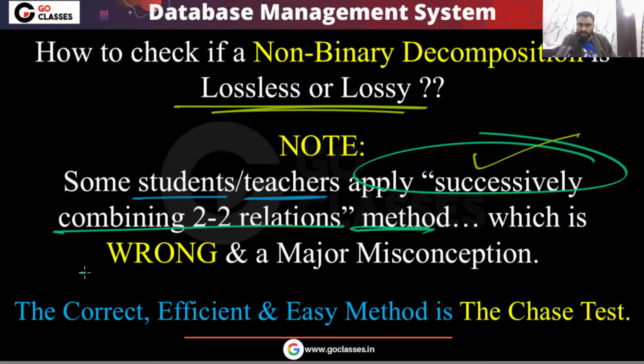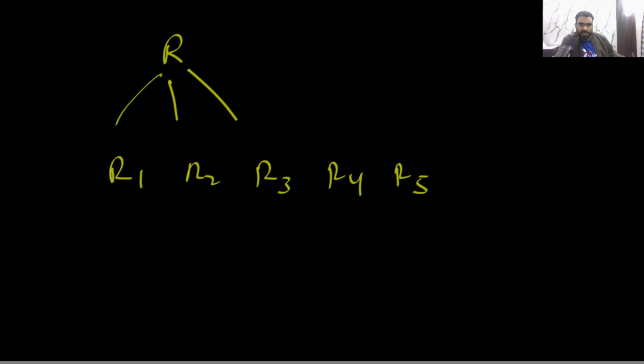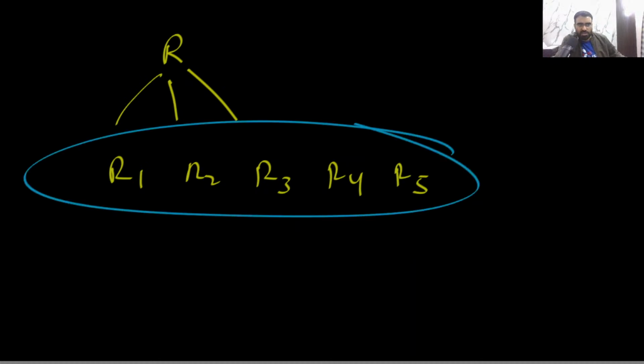Let me tell you, this is a wrong method and a major misconception. Maybe you have seen this: whenever there is a non-binary decomposition, like decomposing this relation R into R1, R2, R3, R4, how do we check whether this decomposition is lossless or lossy?